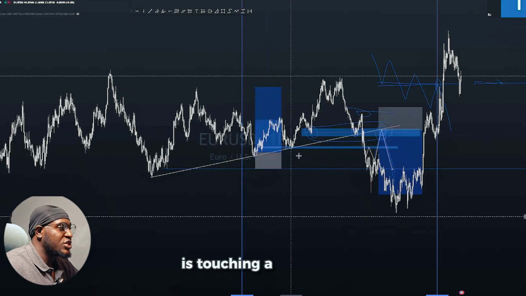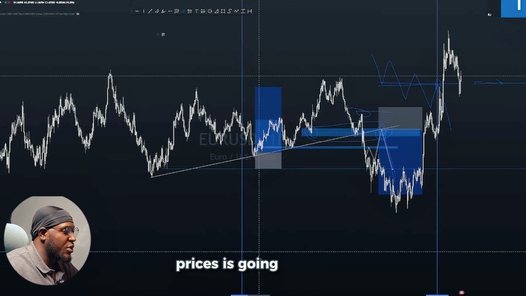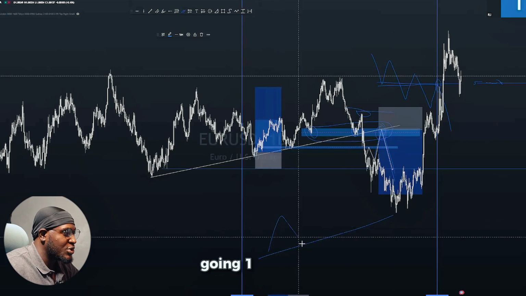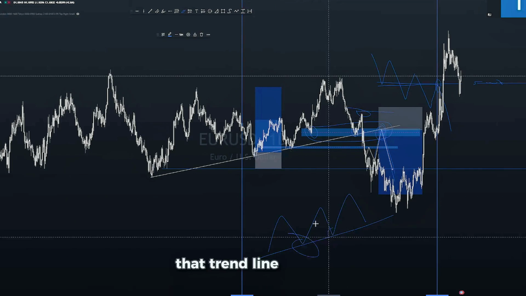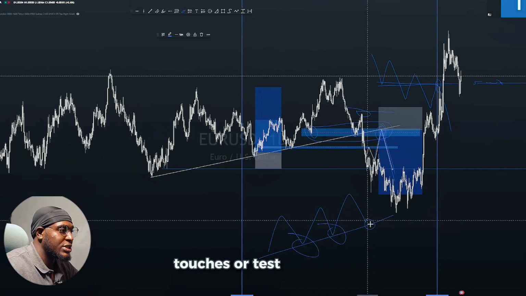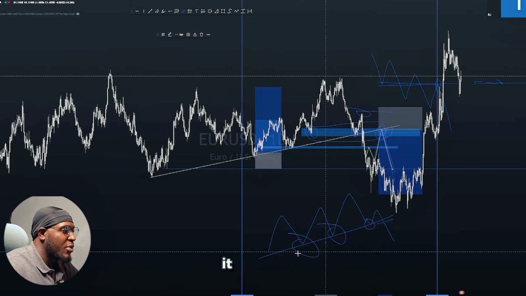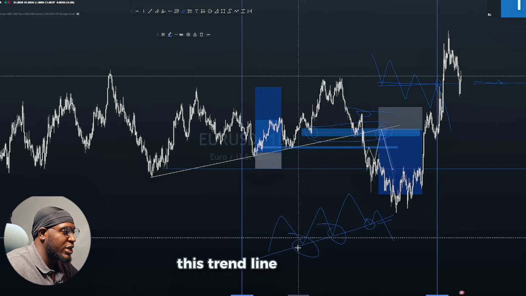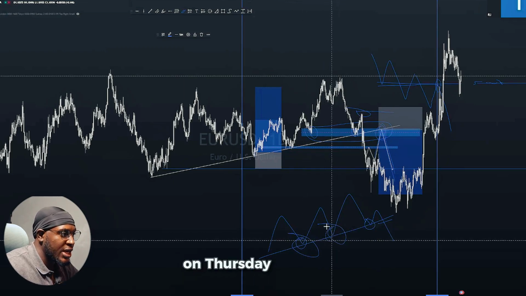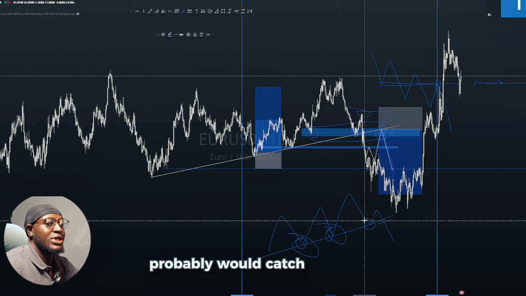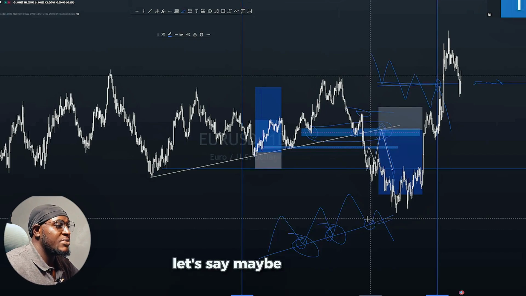But if prices are touching a trend line, for instance, something of this nature, you have a trend line, prices are going 1, 2, 1, 2, 1, 2. It makes it faster for that trend line to get broken, because too many touches or tests of the trend line weakens it and is eventually going to break it. But if we say prices touch this trend line, probably let's say on Monday, and then prices came back to the trend line on Thursday, and then the third touch is prices coming back to that trend line after, let's say, maybe a week.